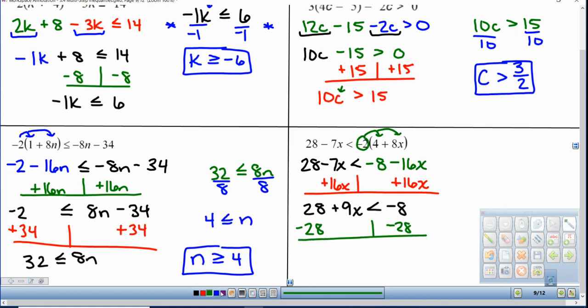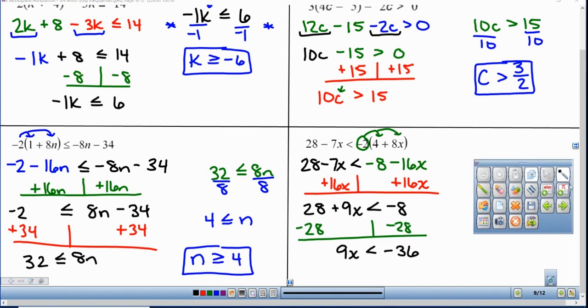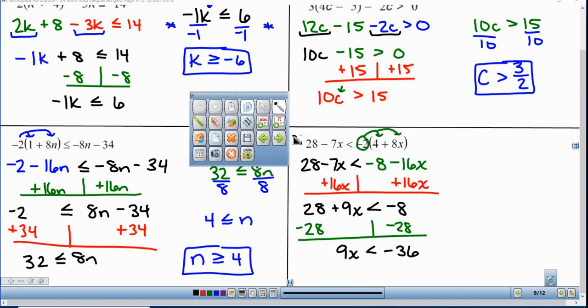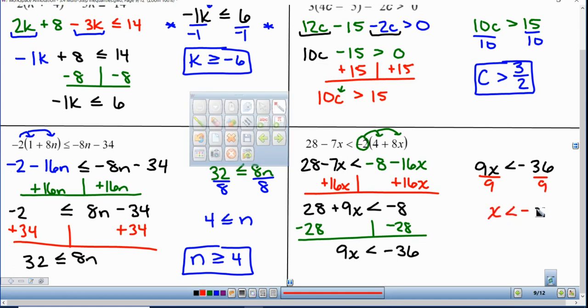And that'll leave me with 9x is less than negative... these are working together, so we add them together, negative 36. And then one last step to get x by itself. Divide by 9, divide by 9. X is less than negative 4.